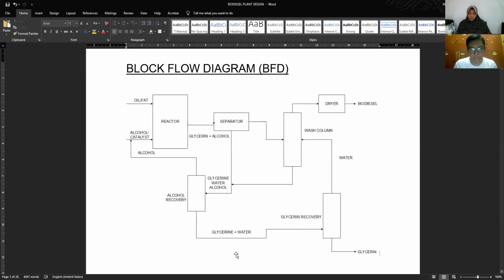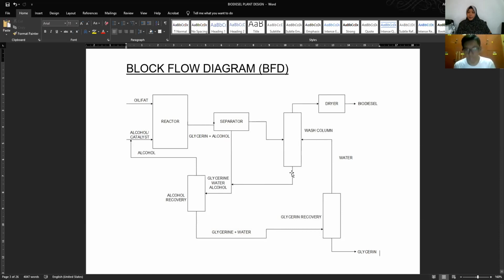I will proceed to this one. For the bottom channel, the glycerin and water will go to the other column for the glycerin recovery. Here they will be separated. Glycerin will go to the bottom, and the water will go to the upper part, back to the washing, to wash the biodiesel again. So the water is cycling. That's it for the BFD.